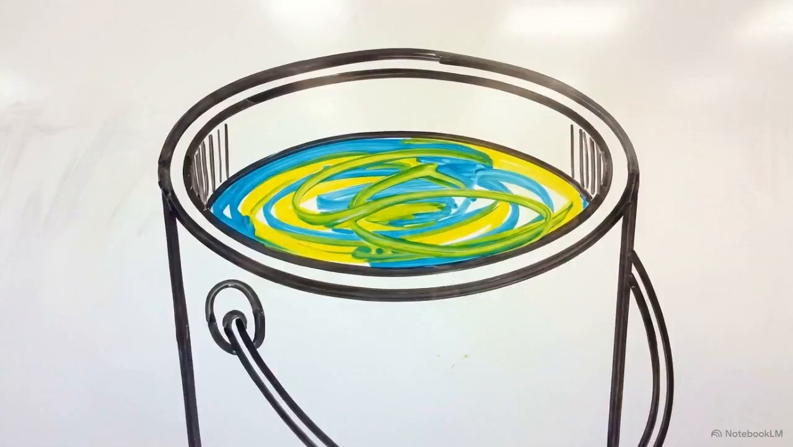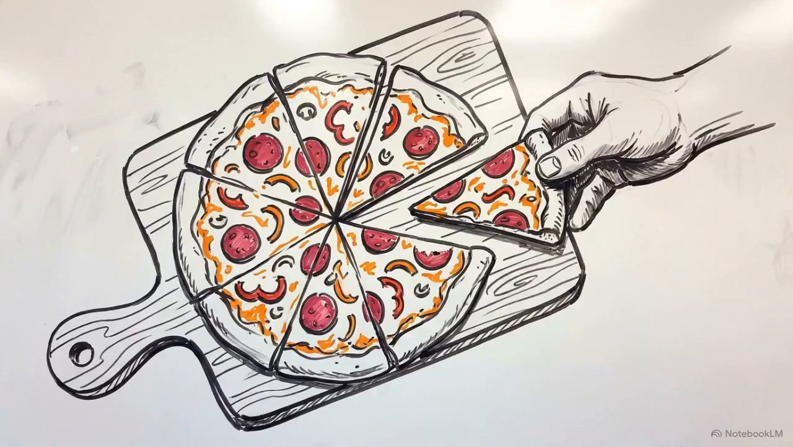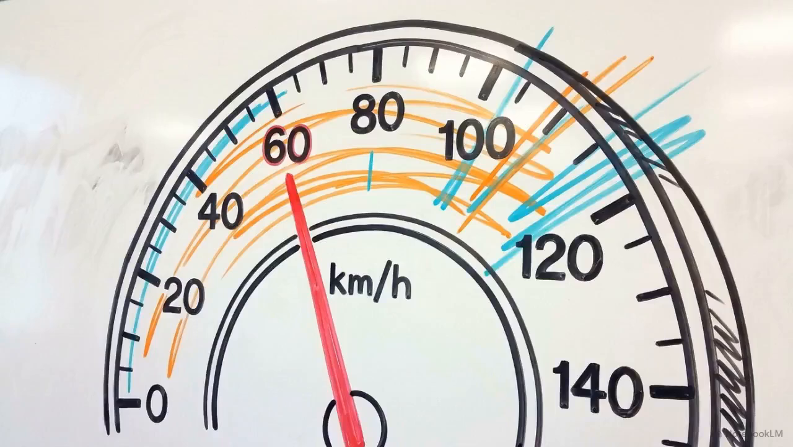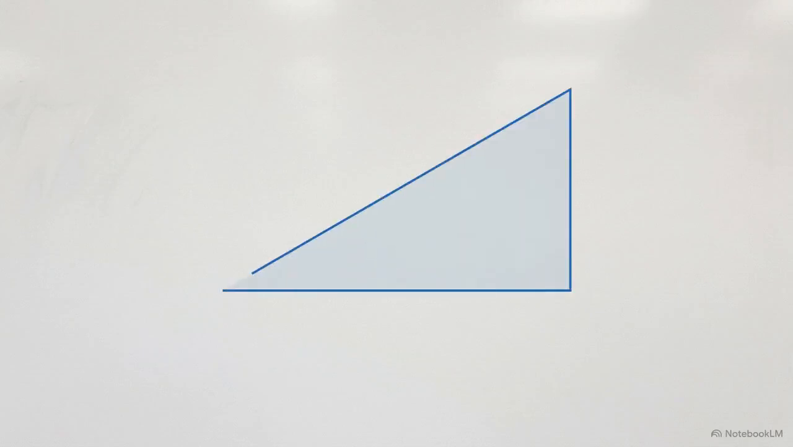Proportions are everywhere. We use them constantly to compare quantities, whether we are mixing the perfect color of paint, figuring out how to share resources fairly, or calculating how fast we need to travel to arrive on time. They also govern the shapes around us.